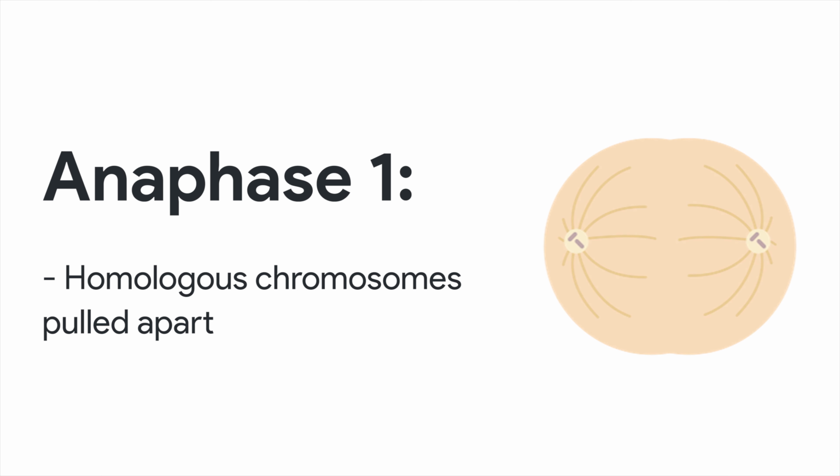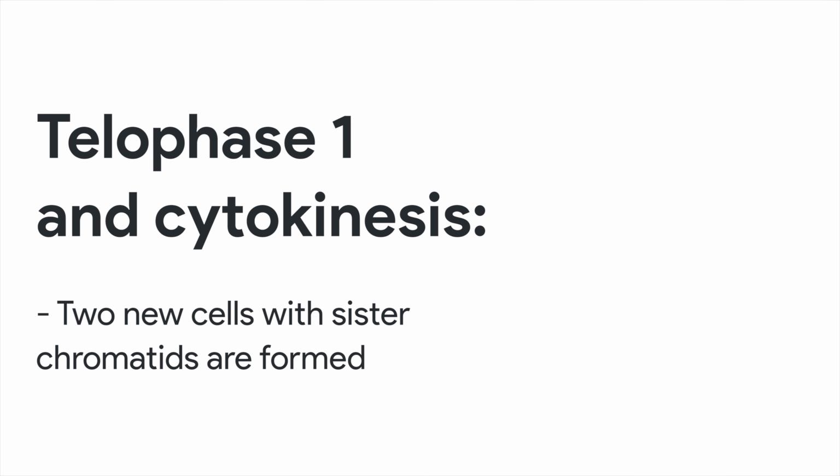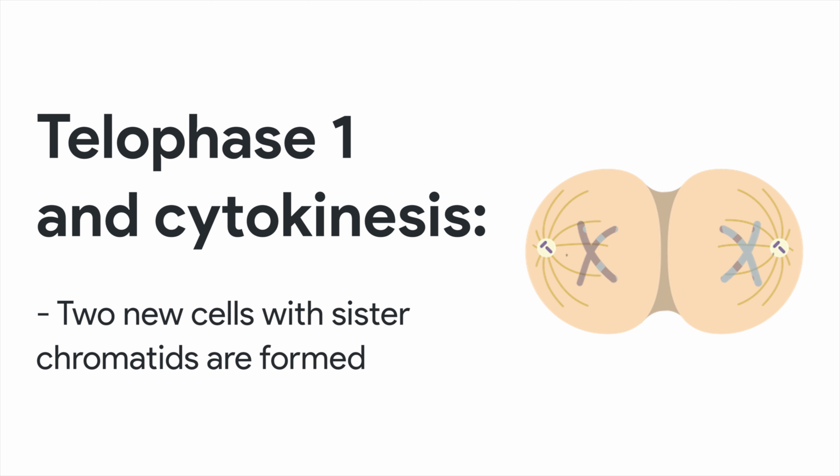In Anaphase I, the homologous chromosomes are pulled apart until there is a pair of chromatids at each pole of the cell. Remember, the chromatids are still attached to each other during Meiosis I. In Telophase I, the spindle breaks down, then cytokinesis occurs. Each daughter cell will have one homologous chromosome from each pair, still with two sister chromatids.